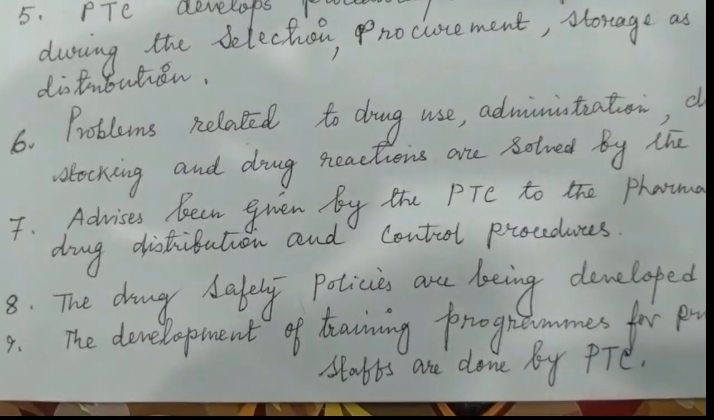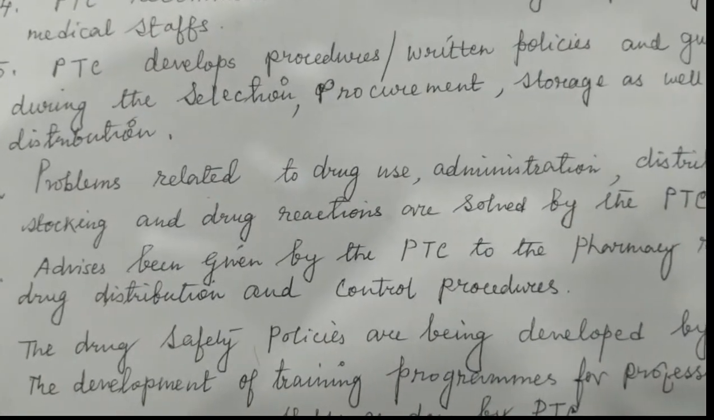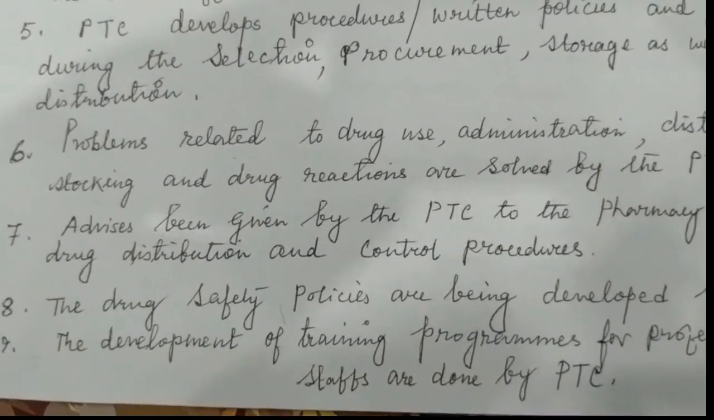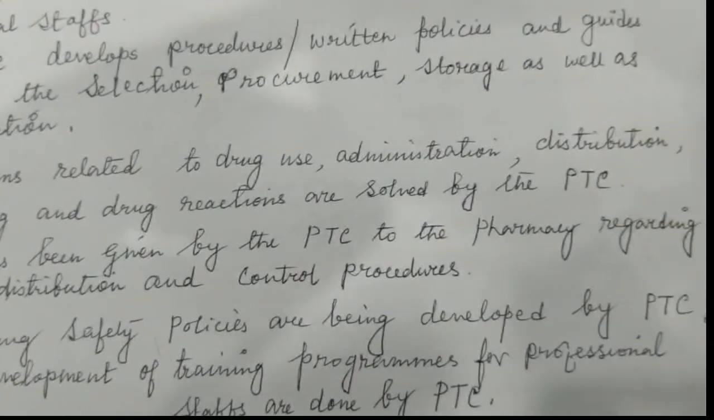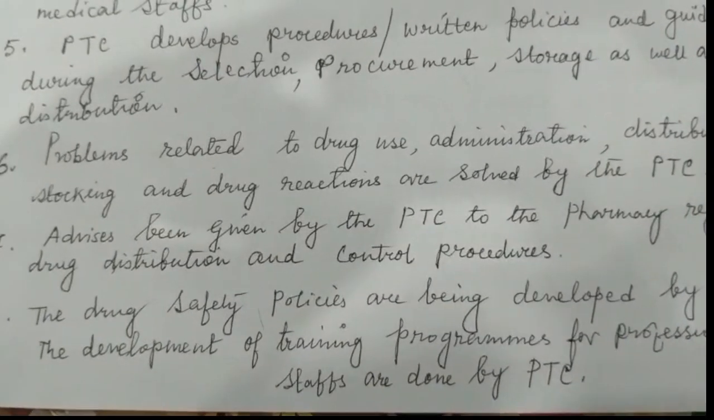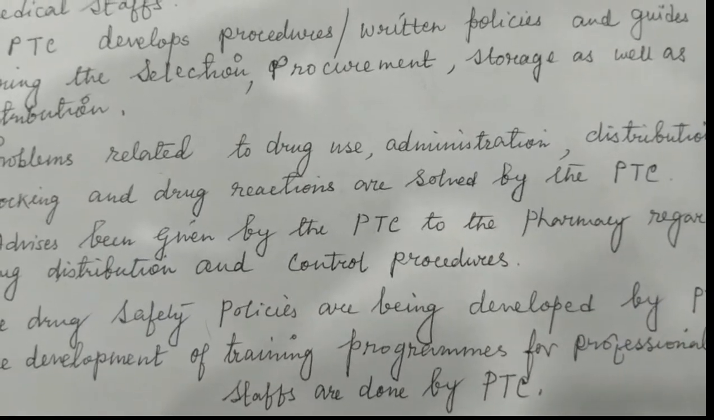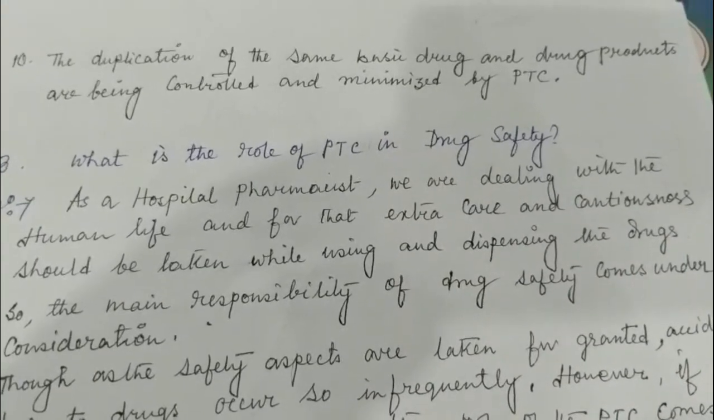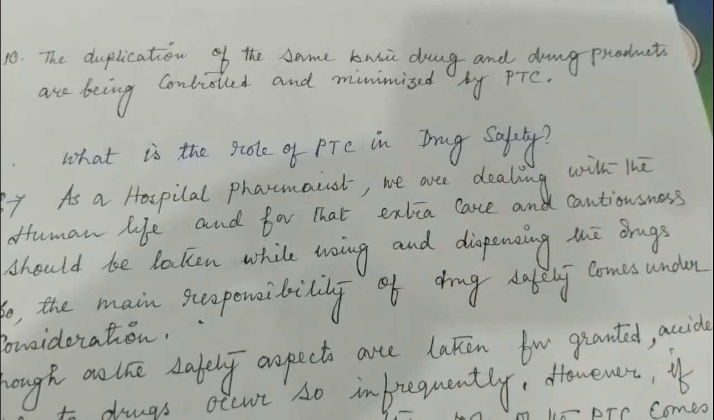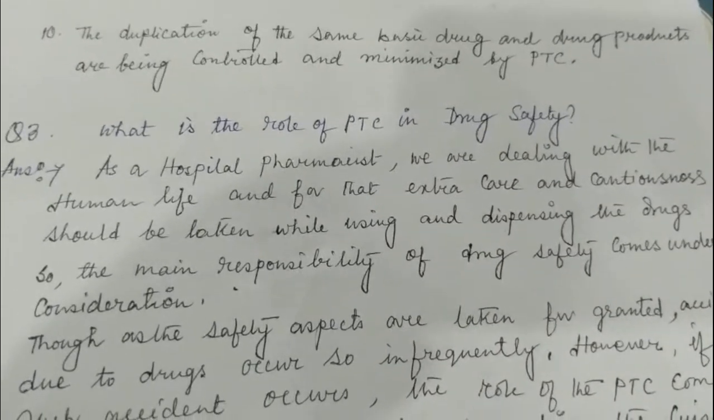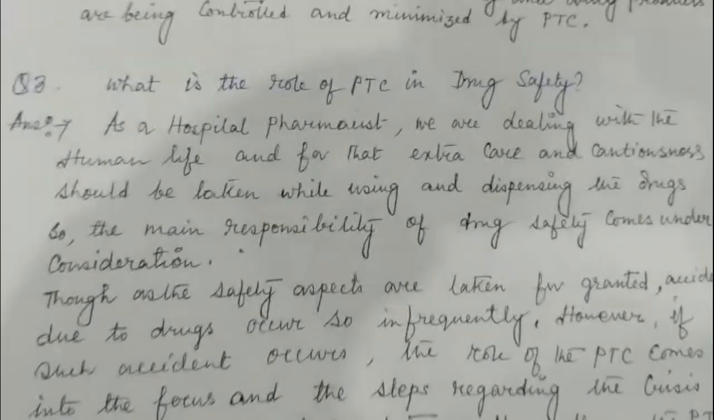Then advice is given by the PTC to the pharmacy regarding drug distribution and control procedures. The drug safety policies are being developed by PTC. The development of training programs for professional staffs is done by PTC. The last point is the duplication of the same basic drug and drug products is being controlled and minimized by PTC.